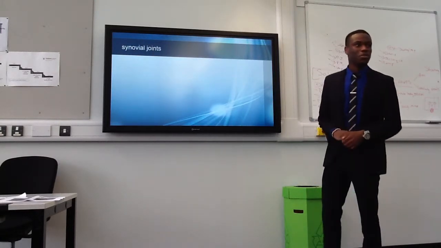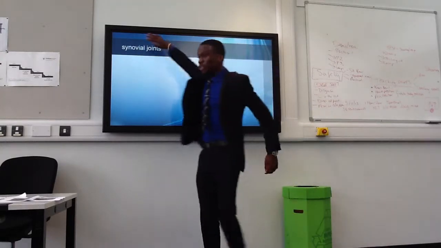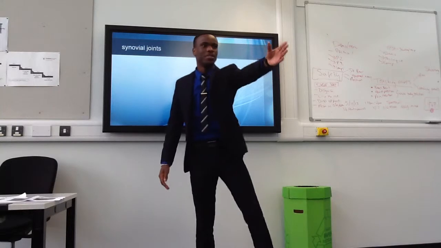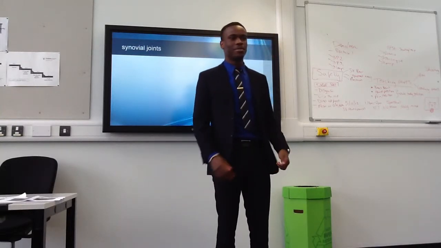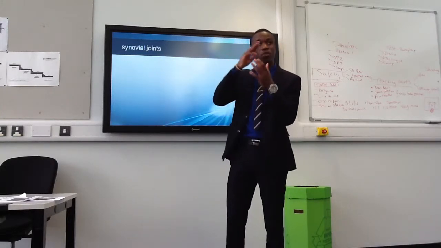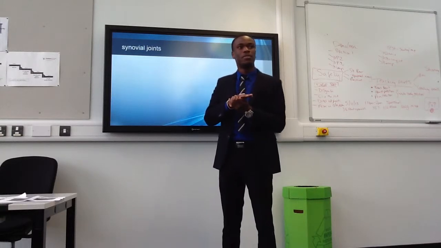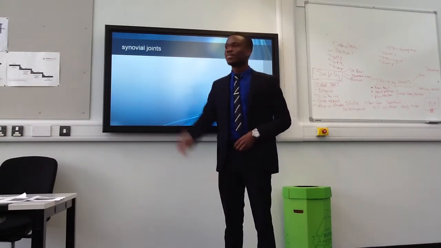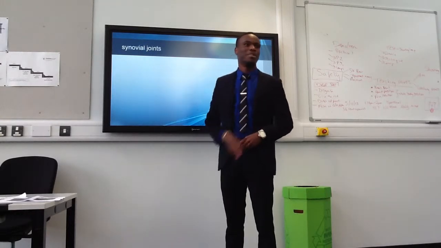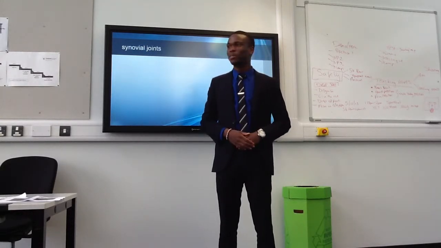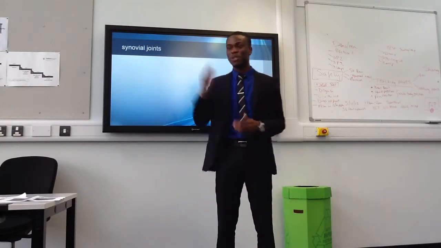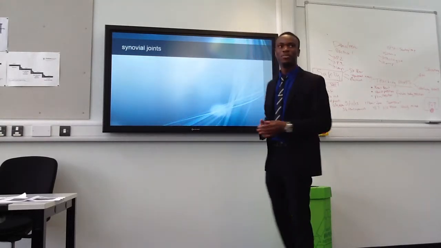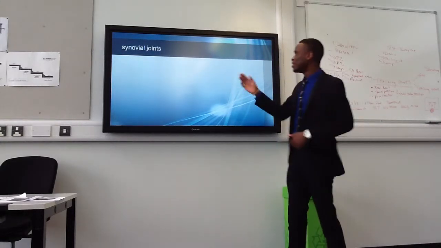So, I'm going to move on to joints now. Can anybody tell me the different types of joints? Hinge. No, like the three main groups. Ball and socket. Synovial. Synovial is one of them. Okay, we're going to go through them. So, obviously, your memories need a recap. Synovial joints.